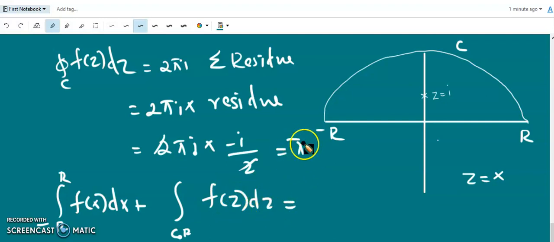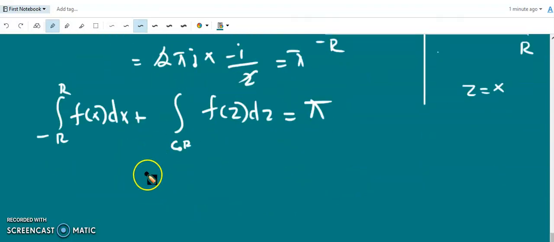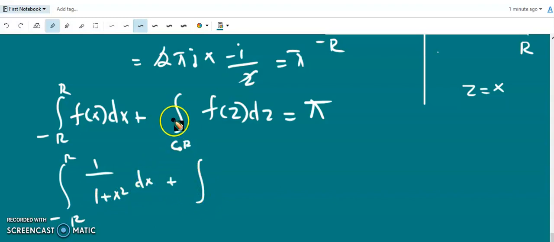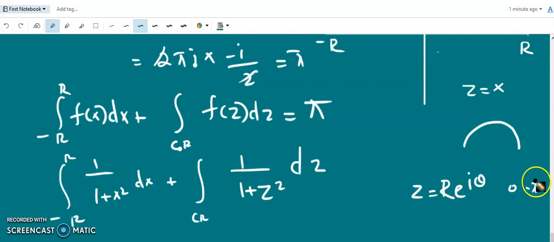This is equal to pi according to the residue theorem, and we know that f of x is 1 by 1 plus x squared. So we can write this over here, plus the integral over the curved semicircular contour, 1 over 1 plus z square dz. And we know that for this semicircular contour z equal to r e to the power I theta, but the limits are not 0 to 2 pi, they are 0 to pi.